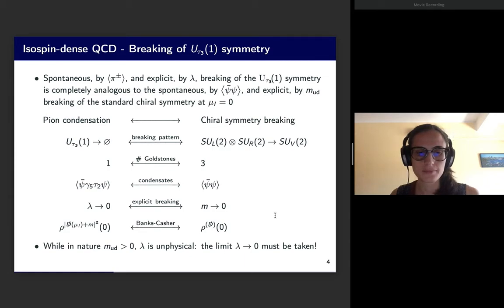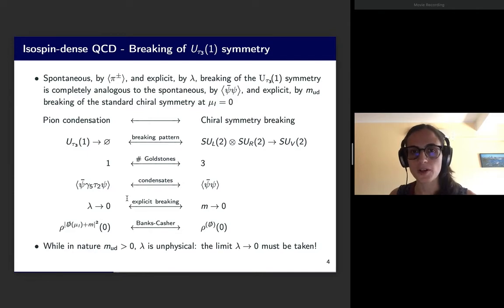And one last very important bit in this analogy is the fact that one can work out a Banks-Casher-like relation also in the setup at non-zero isospin density, pretty much as in the setup at zero density. We will discuss this in a moment, and connect this to the breaking of the corresponding symmetries and to the corresponding condensates, the chiral condensate and the pion condensate.